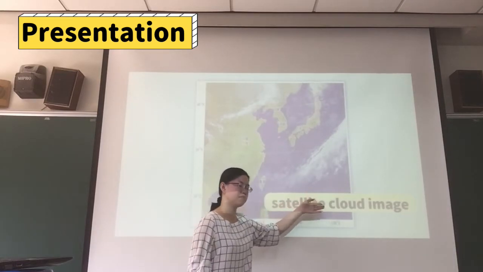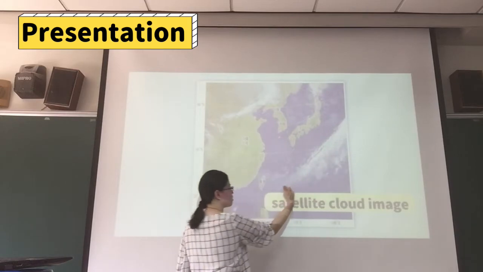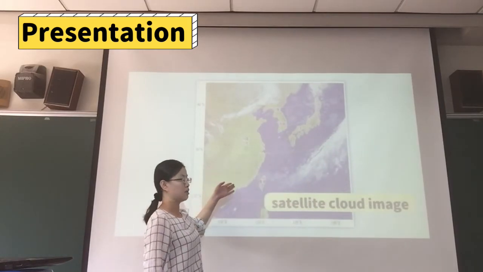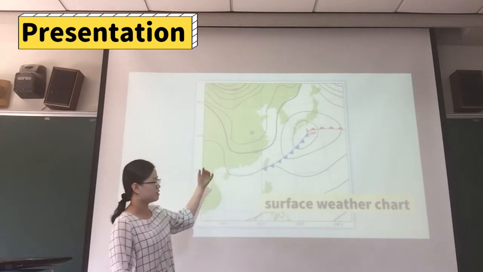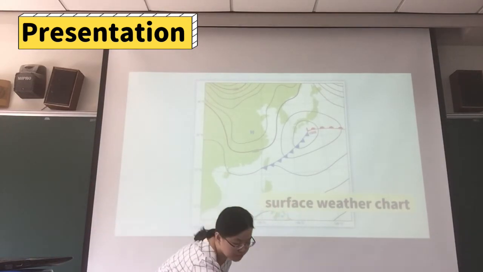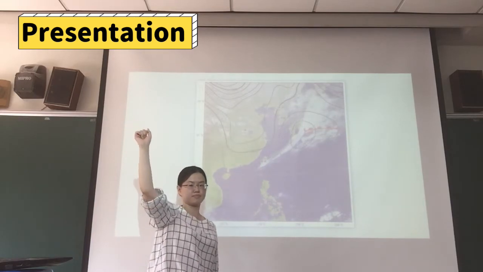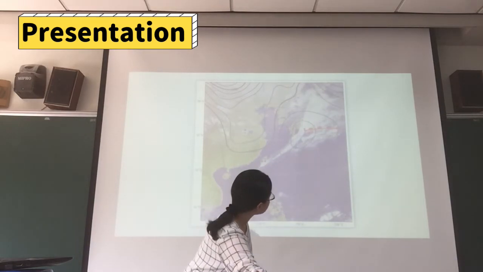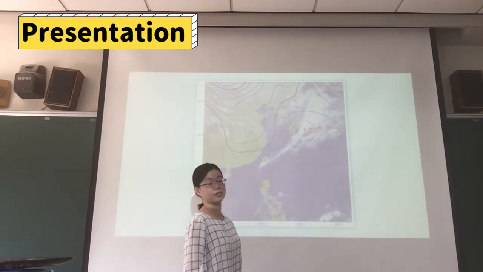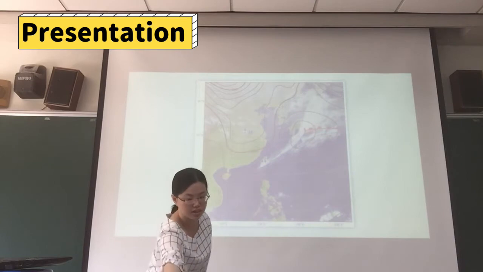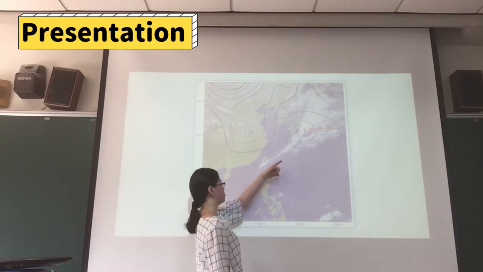The satellite cloud image is based on the satellite instrument. It shows the distribution of the clouds. So we can use the information on it to write the surface weather chart. What differences do you find between them? Raise your hand. Okay? Right. There are some symbols like blue lines and red lines on the surface weather chart. Anything else? Okay? Right. The cloud distribution matches the blue line.